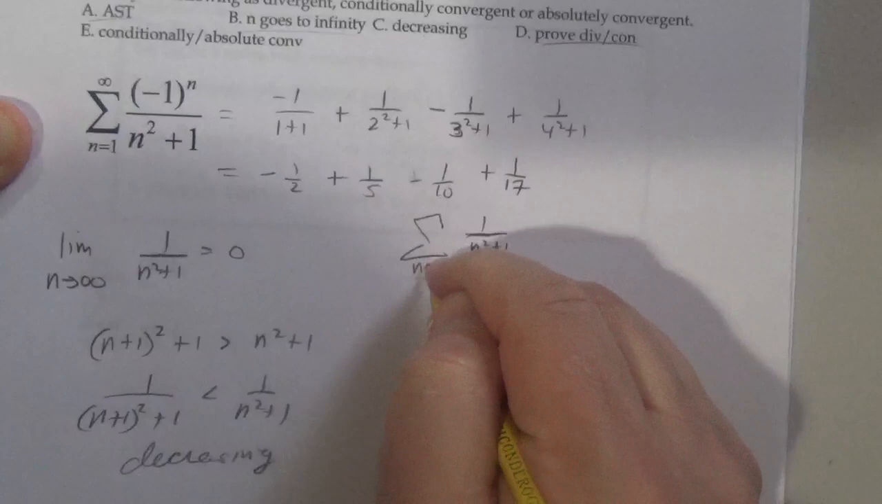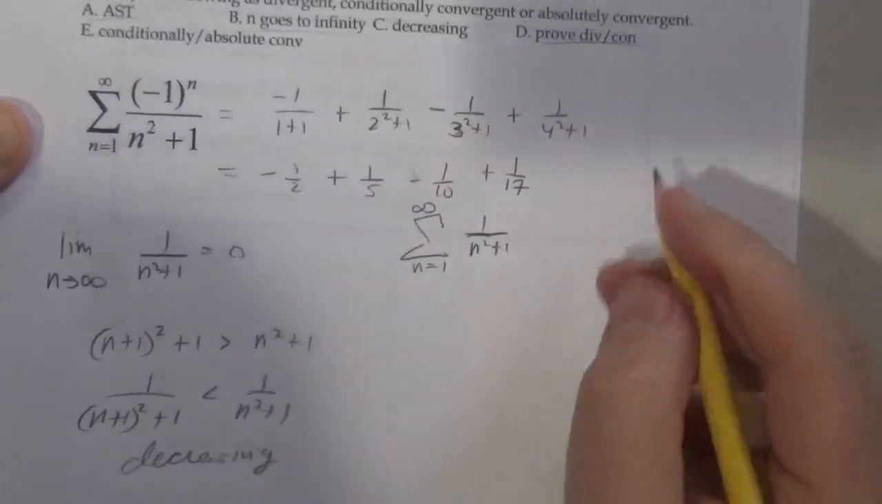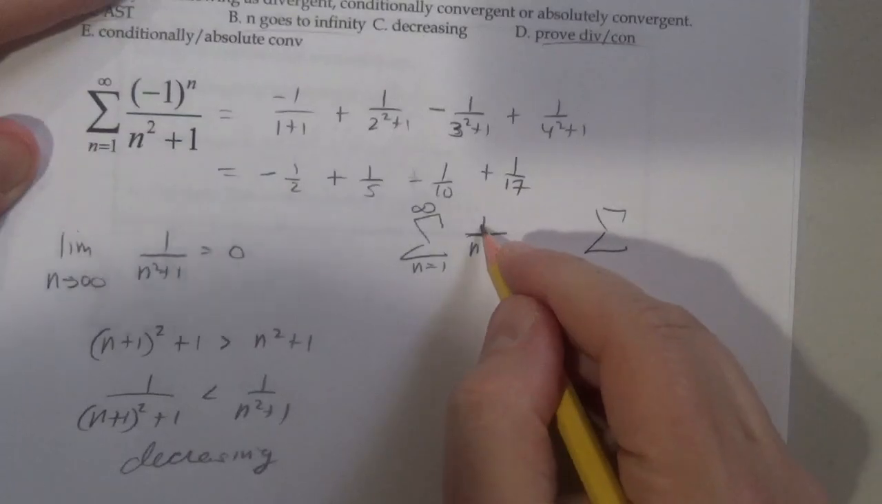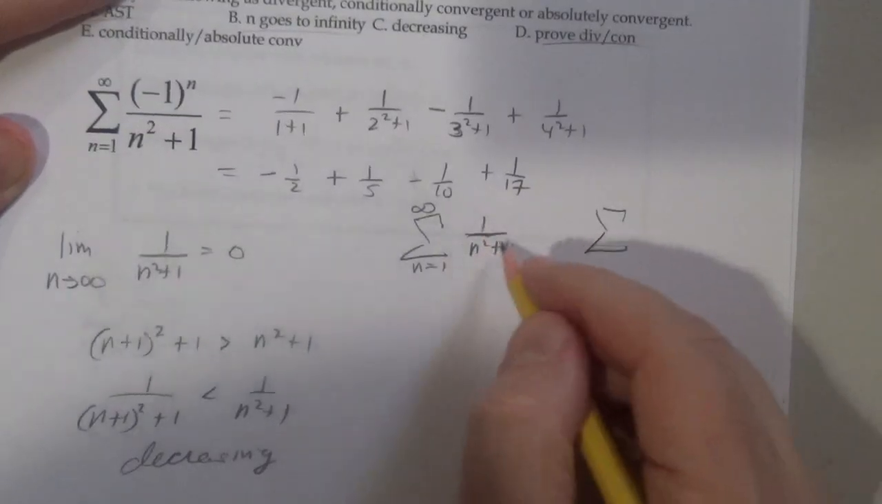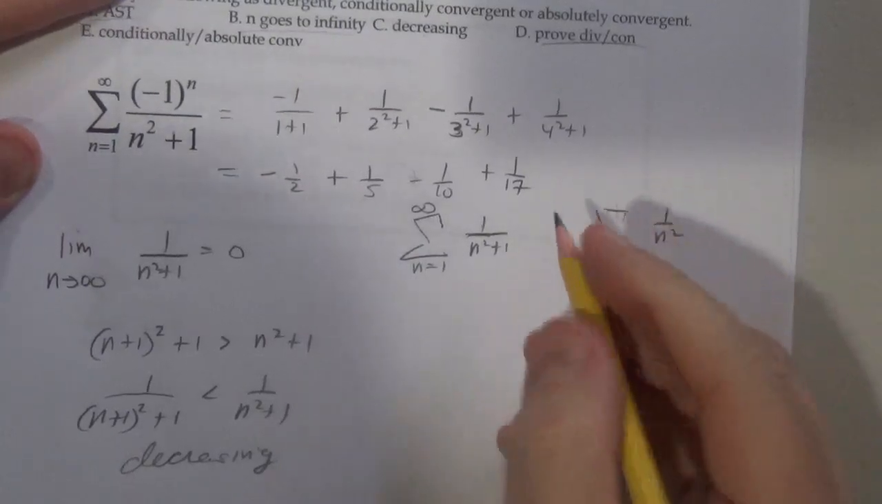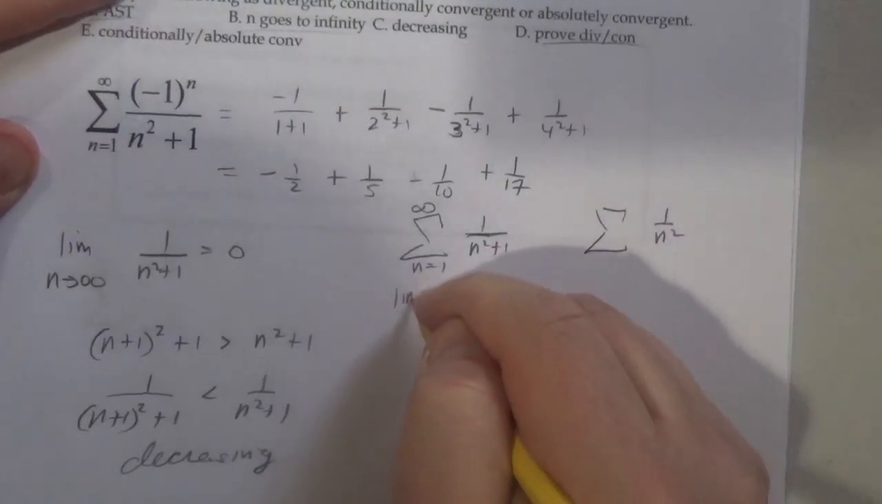Prove convergence or divergence. This is a little ugly one. So this is n squared plus 1. It's not really a series that we know, but there's nothing really I can do with the 1. In the denominator, clearly n squared is much bigger than 1. I can compare it to 1 over n squared using limit comparison test.